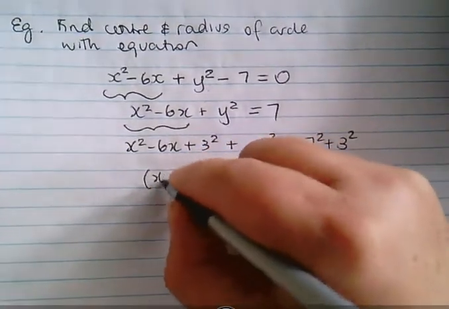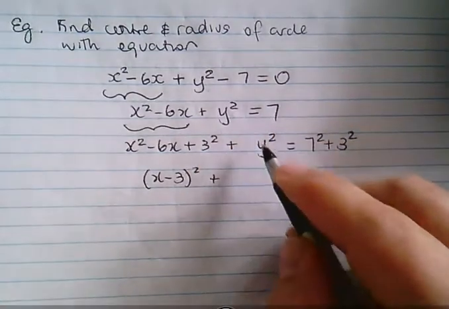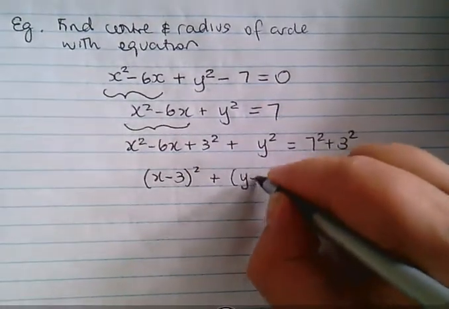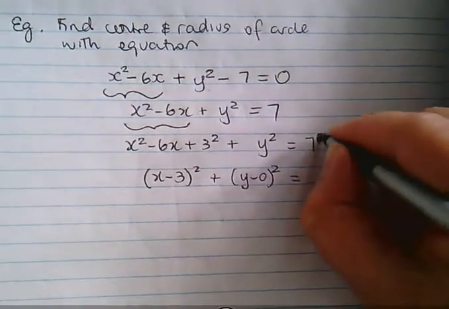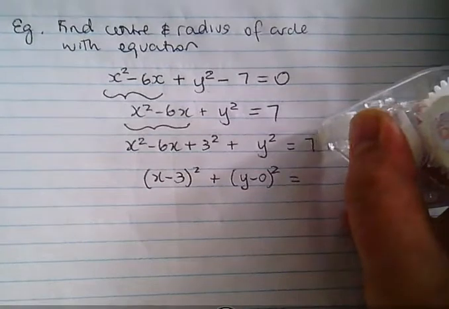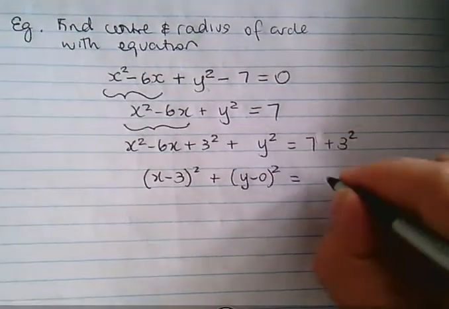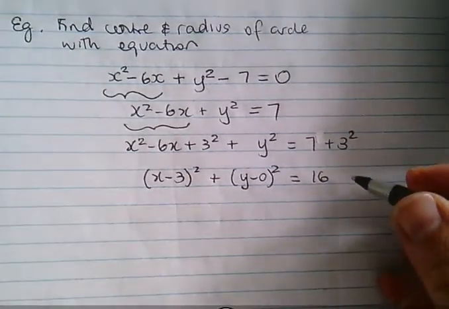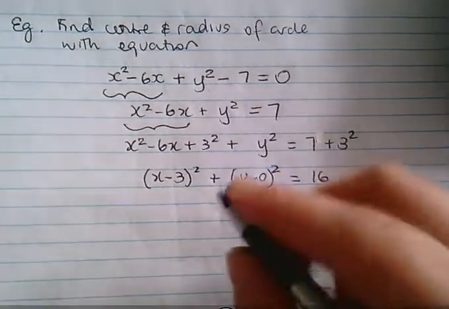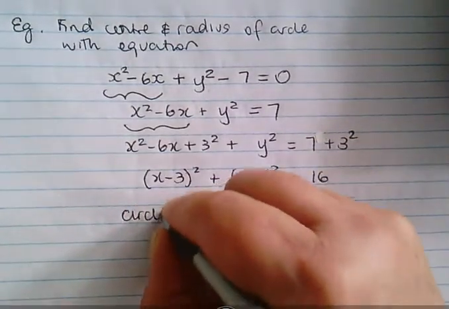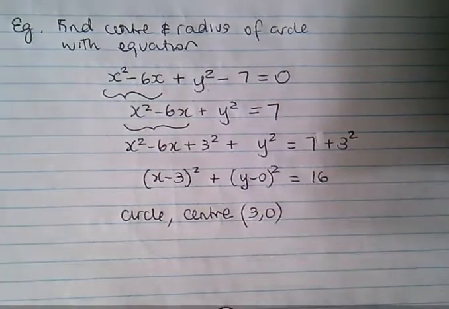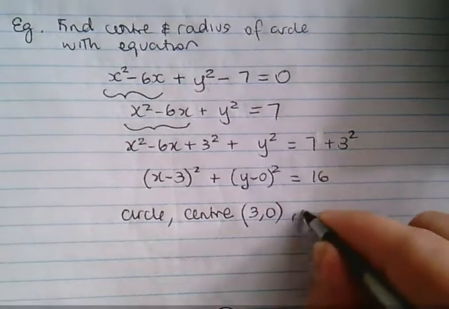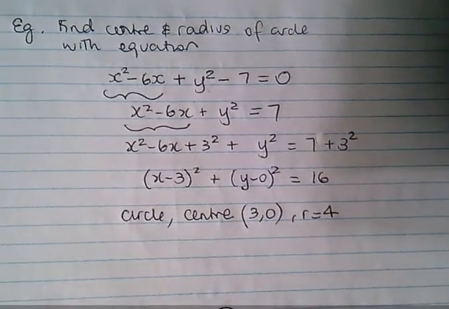So this is (x minus 3) all squared plus, isn't that just (y minus 0) squared? Do you know what I mean? And it's not 7 squared, I was making a mistake. 7 plus 9 is 16, and we know that that's 4 squared, right? So therefore, this is a circle with, what's the center? (3, 0). So this is a sideways shift. Radius equals 4, because 4 squared is 16.